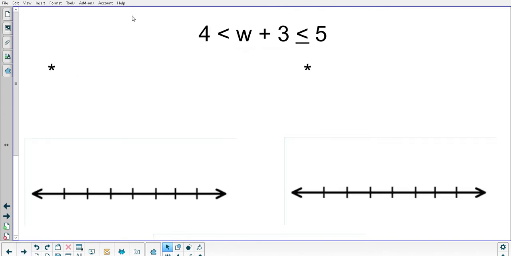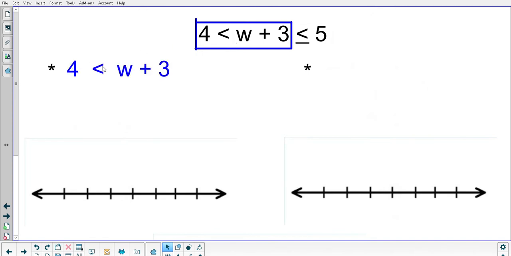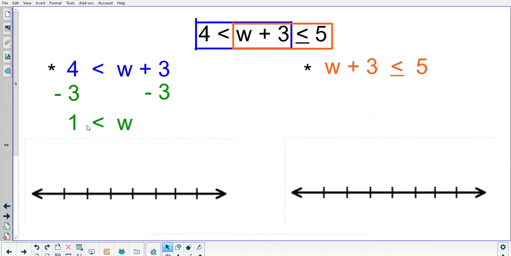On our next one, we have an AND statement. Our first inequality will be 4 is less than w plus 3. Our second inequality in this compound inequality would be w plus 3 is less than or equal to 5. So we're going to go ahead and solve these individually. On this one, we need to subtract 3 from both sides. The result when we do that will be 1 is less than w.